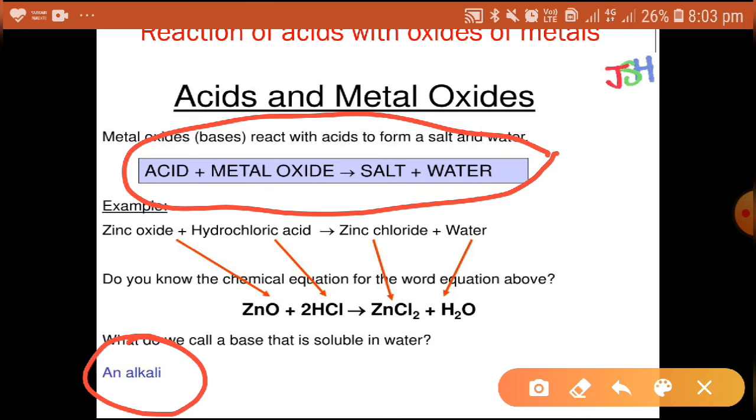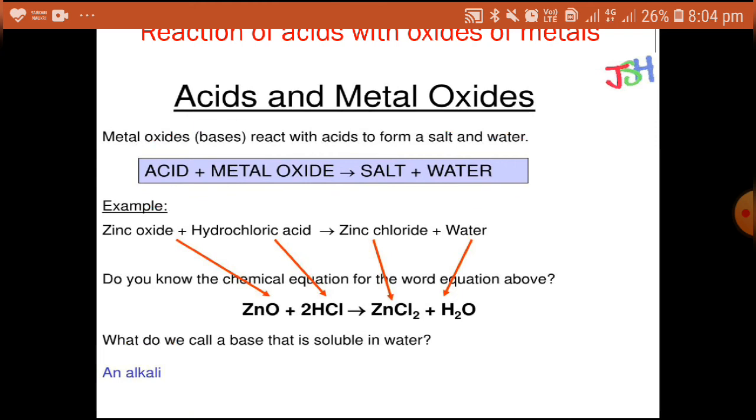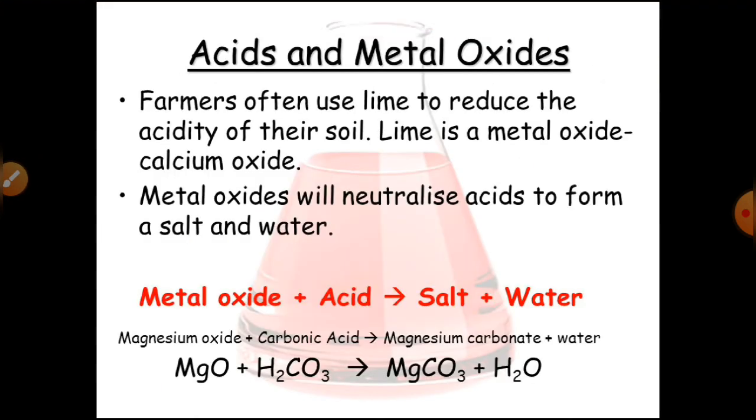So all alkalis are bases because they have properties of bases, only they are soluble in water. But not all the bases are alkali because every base is not soluble in water. So here we have completed our topic acid and metal oxides. Now let us see further.